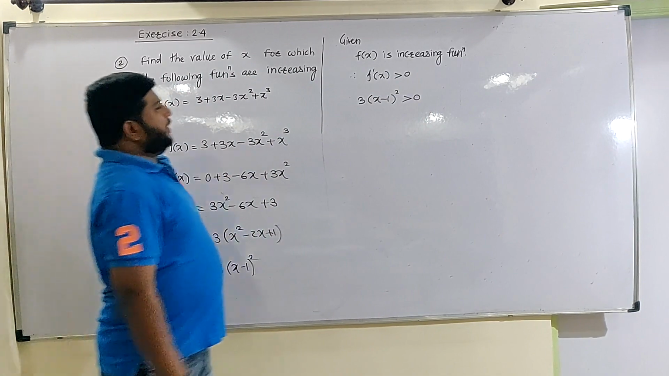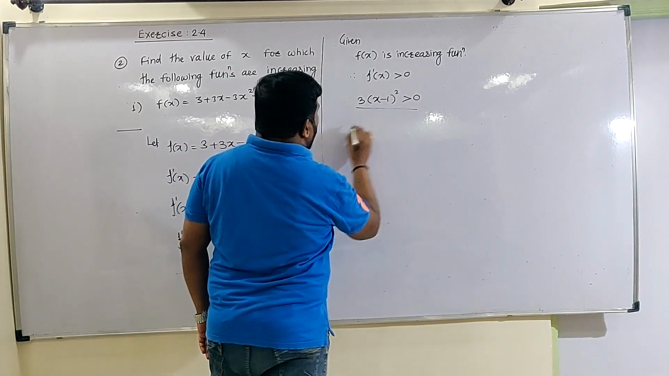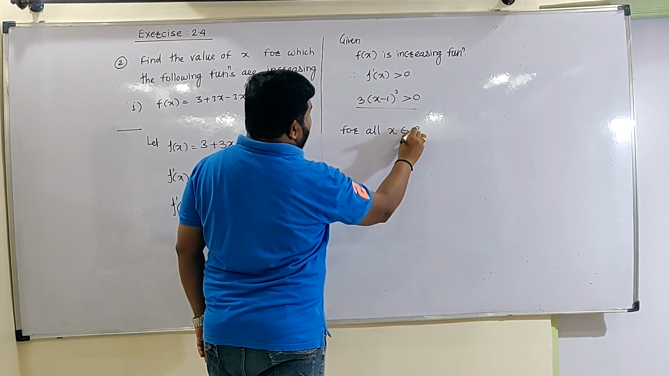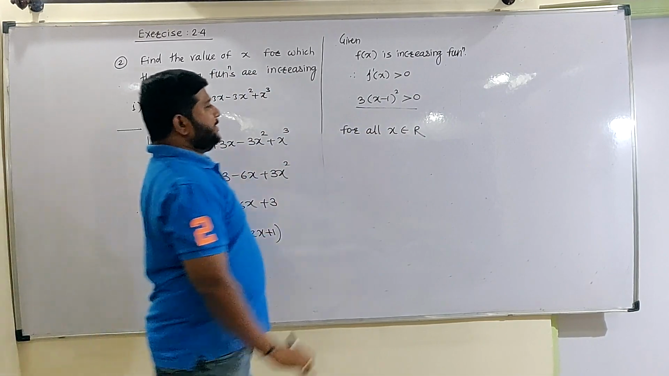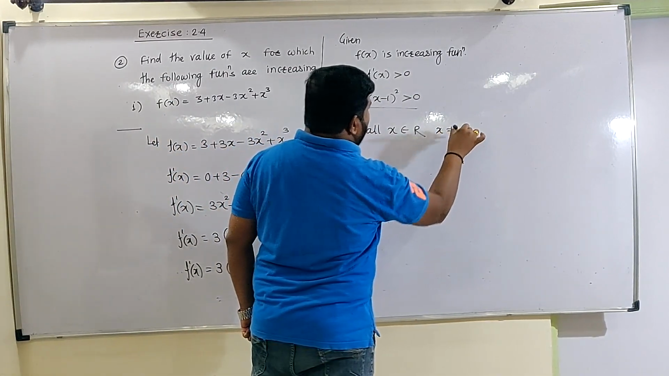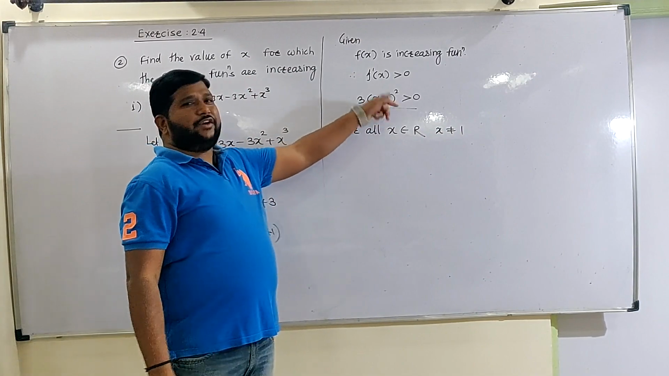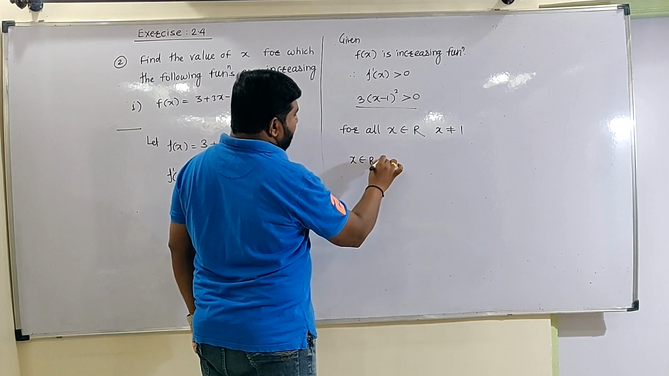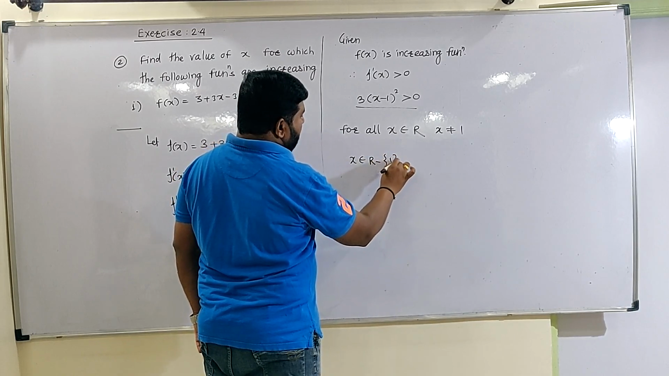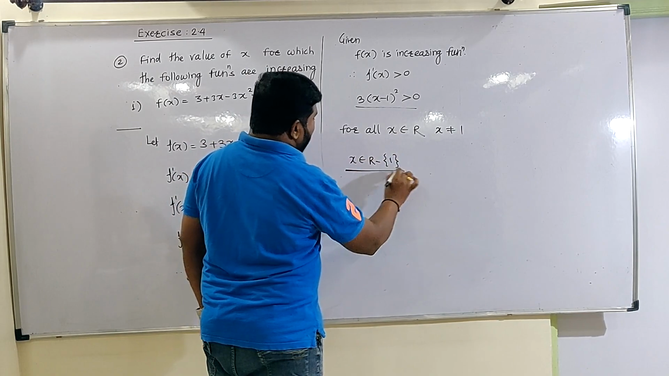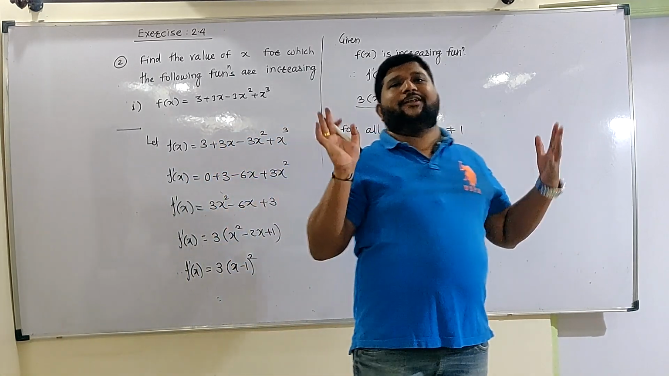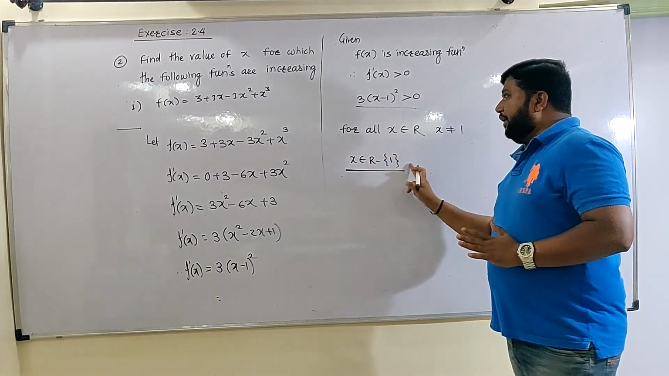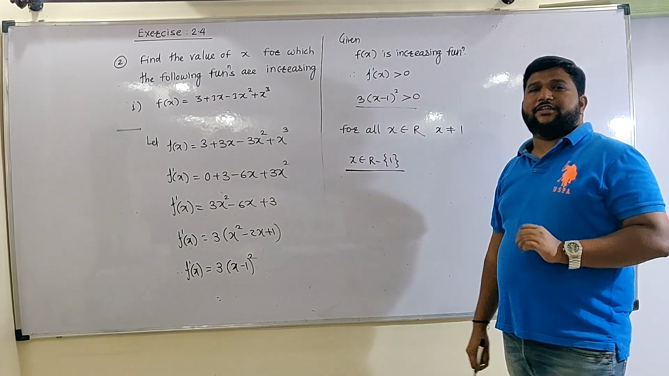So x की वैल्यू कैसे फाइंड करेंगे? This is greater than 0 for all x belongs to R. x की कौन सी भी वैल्यू आ सकती है except x is not equal to 1, because 1 minus 1 is not 0, so it is not possible. Therefore x belongs to R minus {1}. ये उसका आंसर. The value of x is set of all real numbers except 1. This is the answer. x belongs to R except 1. So this is the answer of this if function is increasing.